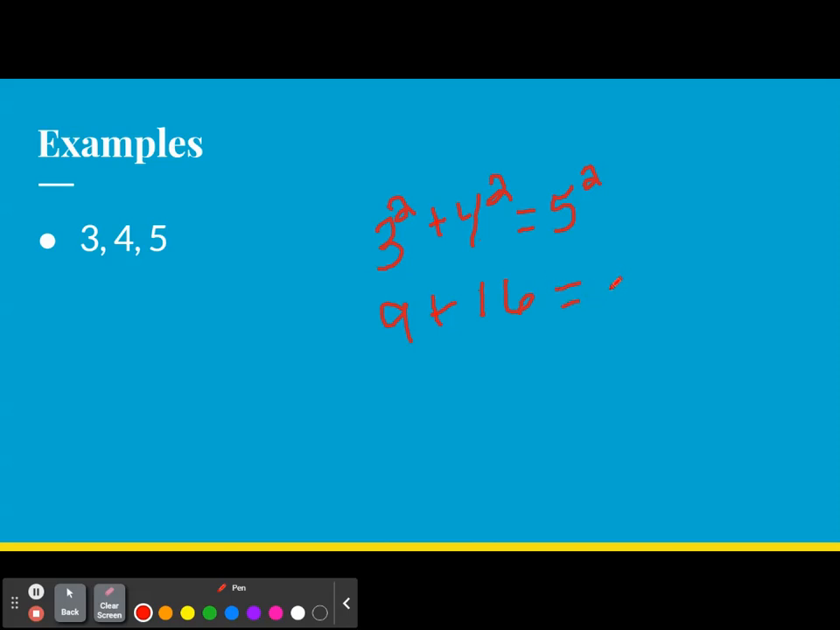Kyle, what's 5 squared? And what's 9 plus 16, John? 25. 25. See how they equal each other? 25 equals 25. This is one of the most common Pythagorean triples.